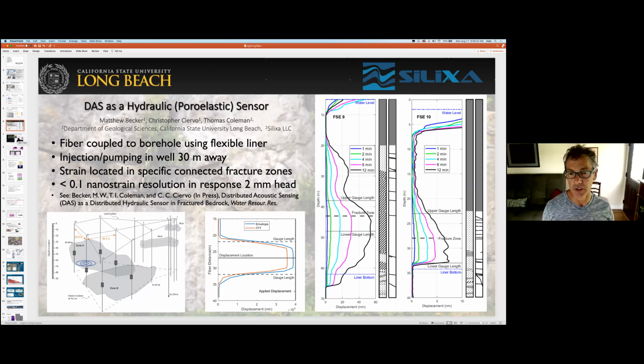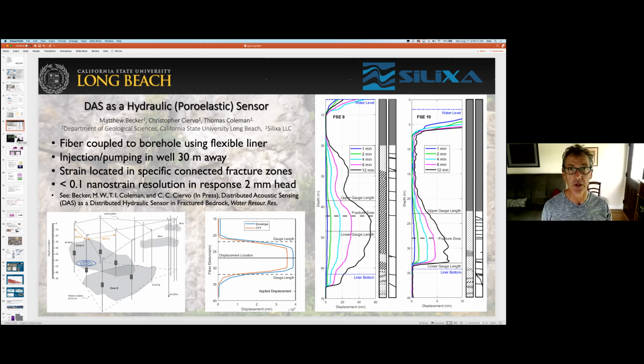So you can see an experiment that we did. There's a well field on the bottom left here. What we did is we injected and pumped out of one well, and then we observed in a number of wells, but I'm going to show you the one that's labeled 10 and the one that's labeled 9. Those responses are shown on the right. These are profiles of a DAS cable hung into a borehole. Then we used a flexible liner to push that cable up against the wall. So what you're seeing is the amplitude response of all the channels in response to multiple periods.